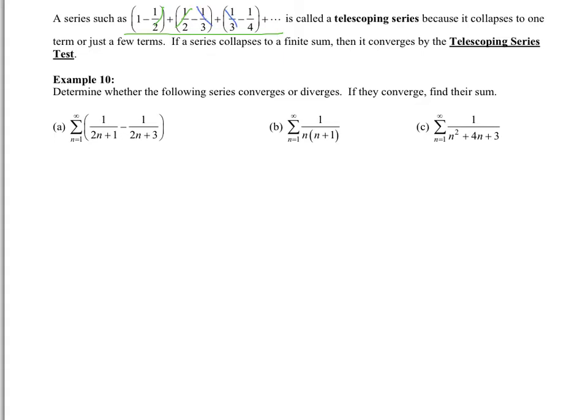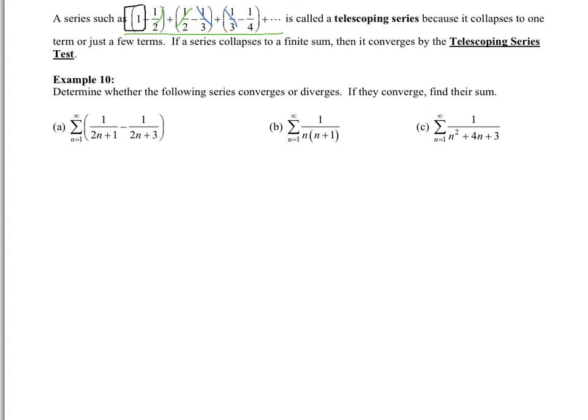And so in this first example up here of what a telescoping series looks like, we would end up saying that this converges to the value 1 because every other term ends up canceling out as you expand the series. So that's what the telescoping series test looks for.